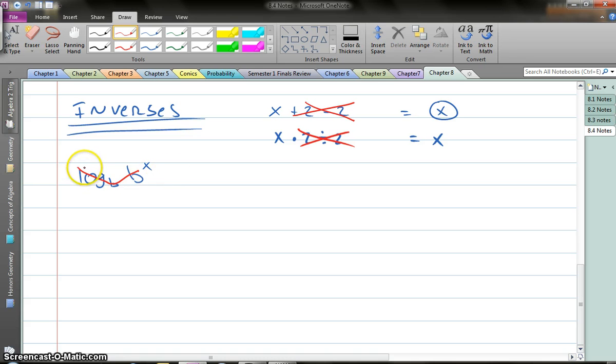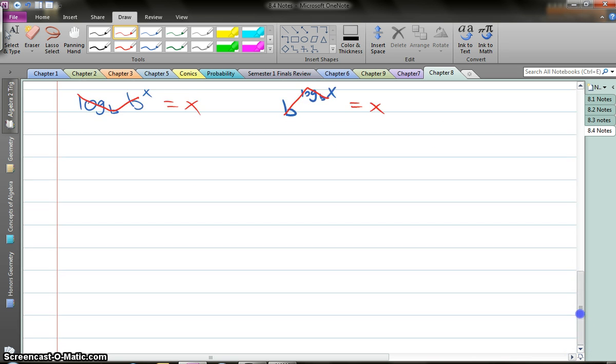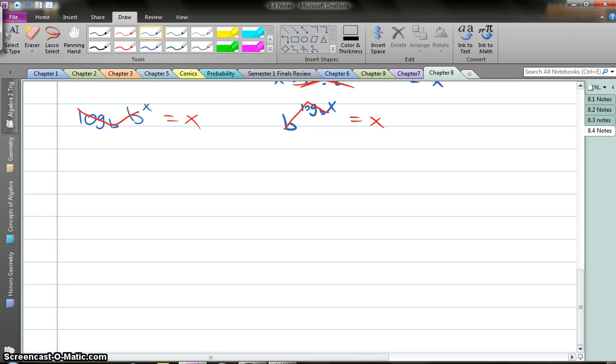So if we had that, log base b and b cancel each other out, just like positive 2 and negative 2 do, or 2 divided by 2 do. So this would equal x. And it can go the other way: b raised to log base b of x. My b and my log base b are inverses of one another, so I'm left with just x. Whether you have it either way, that's the inverse, and it allows you to be left with just x. So in a sense, they cancel each other out.